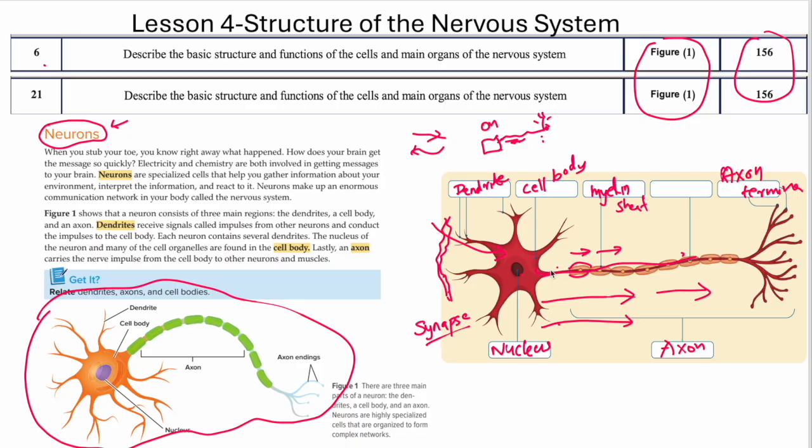There are two types of neurons. One is non-myelinated. In non-myelinated neurons, the speed of the impulse will be only about 10 meters per second. But in a myelinated neuron, like this one with myelin sheath, the speed of the nerve impulse will be about 150 meters per second. It will be very fast through the neuron.